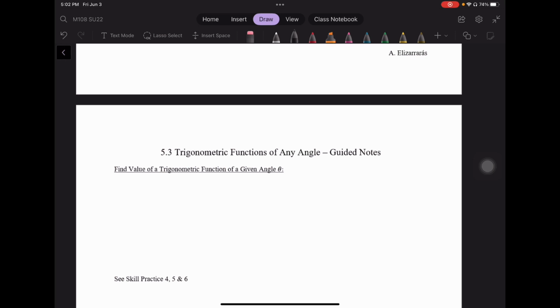Continuing our trigonometric functions of any angle, you can find the value of a trig function of any given angle based on using a reference angle. So remember, we've got this drawing of the x-axis and the y-axis. And then whenever we have some sort of reference angle, quadrant 1, quadrant 2, quadrant 3, and quadrant 4, intentionally trying to draw them not equal because it's just any angle here.